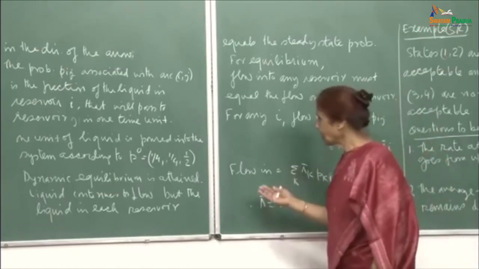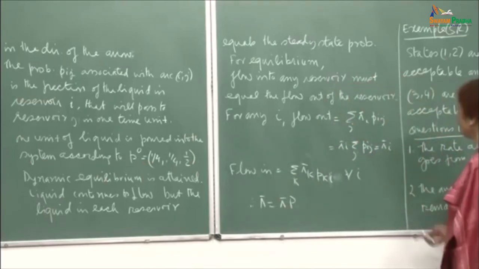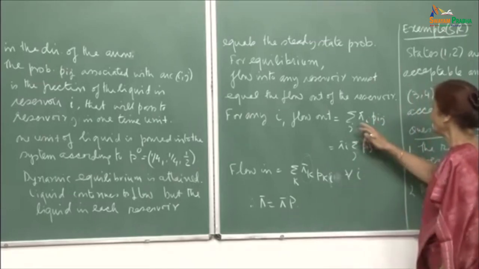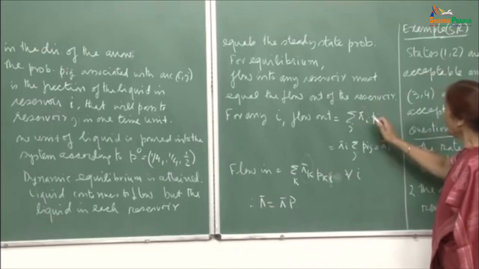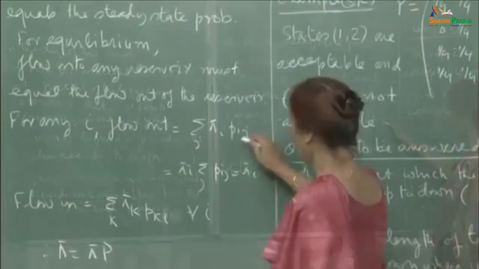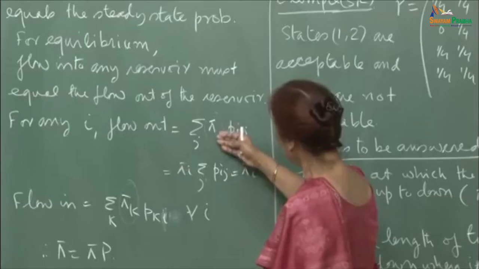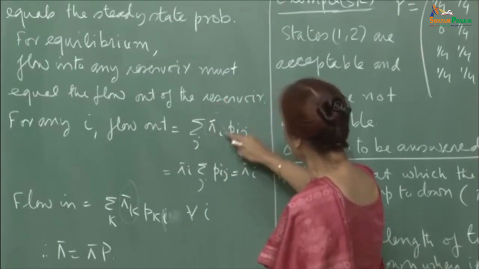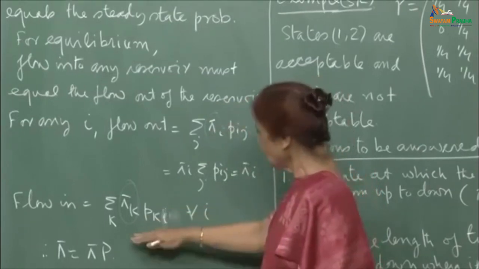So, I should actually interpret the whole thing in terms of this particular example. Here also I should not refer to pi_i as the probability of being in i, but as the amount of liquid that is there in the ith reservoir, and a p_ij fraction of this liquid is being sent to the jth reservoir. So, from the ith reservoir, this much is the liquid, and these are the fractions of this liquid being sent to different reservoirs. So, this is the flow out and this is the flow in.